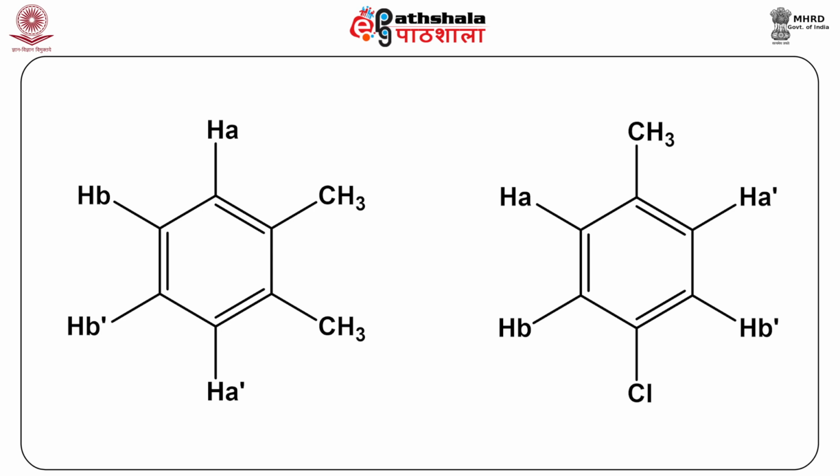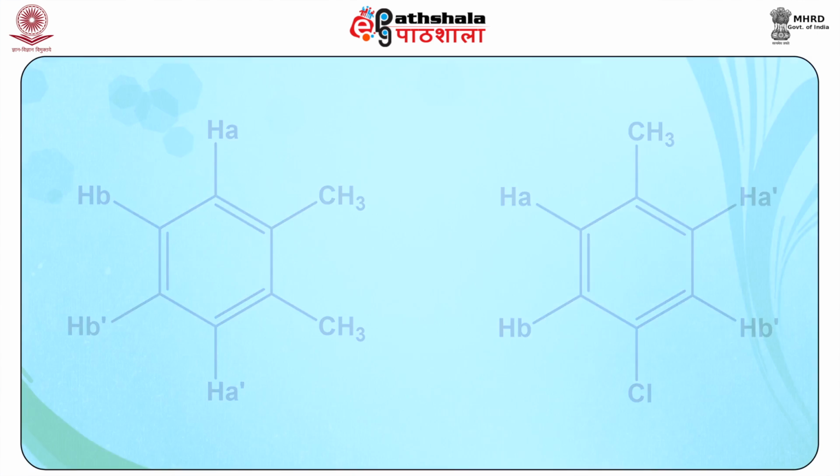That is why they are designated as HA and HA dash. Similarly, both the HB protons are chemically equivalent but magnetically inequivalent. That is why they are designated as HB and HB dash, due to their different coupling relationships with both HA protons. Now, this can be seen here in this figure clearly.